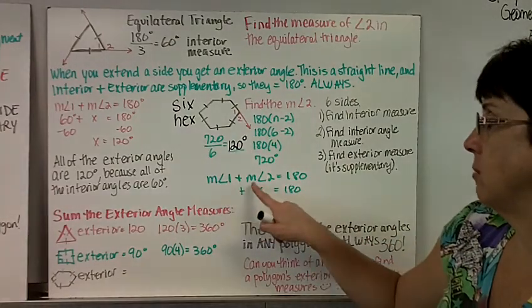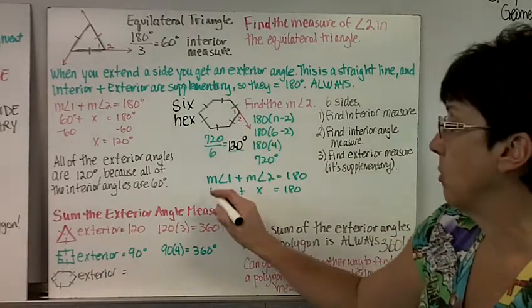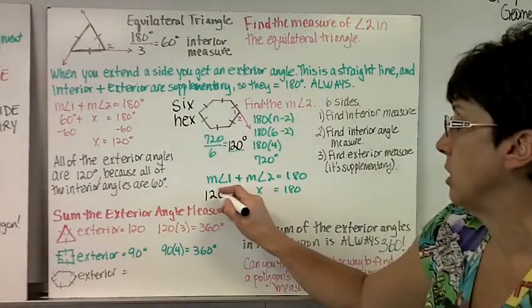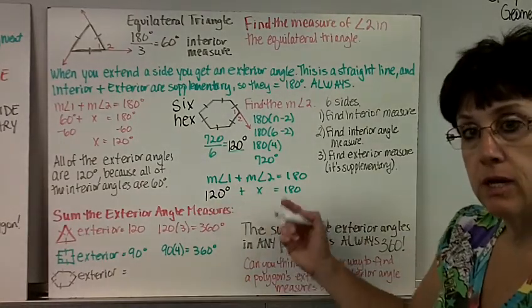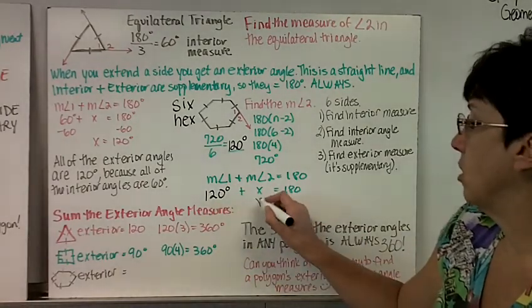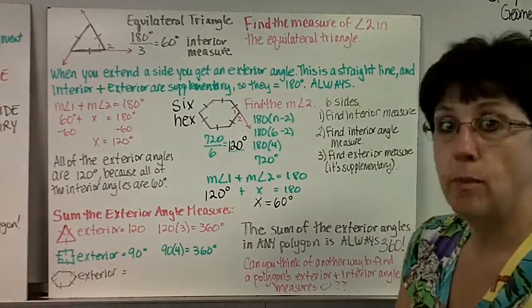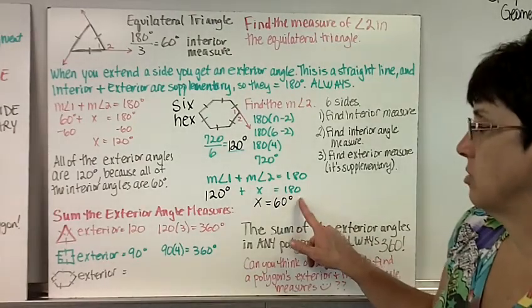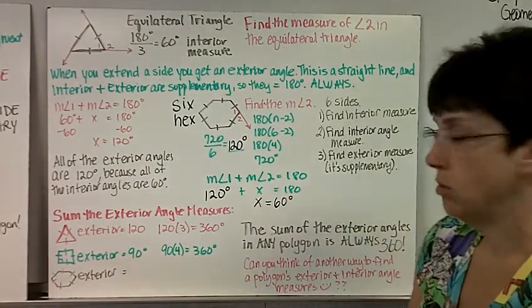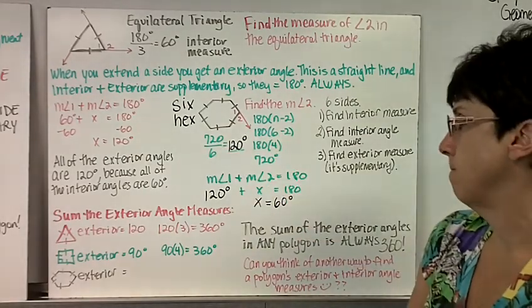Now the measure of angle 1 plus the measure of angle 2 is 180 degrees. Well, we know the measure of angle 1 is 120 degrees. So 120 plus x is 180, subtract 120 from both sides, we get x equals 60 degrees. It's the opposite of a triangle, isn't it? So there's our interior individual angles in a hexagon.